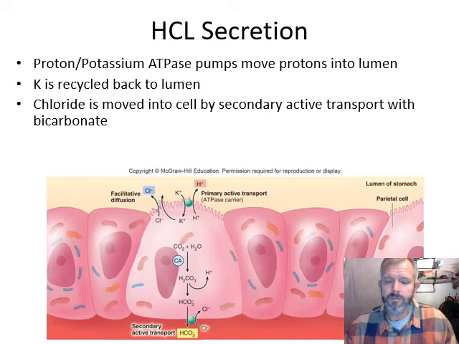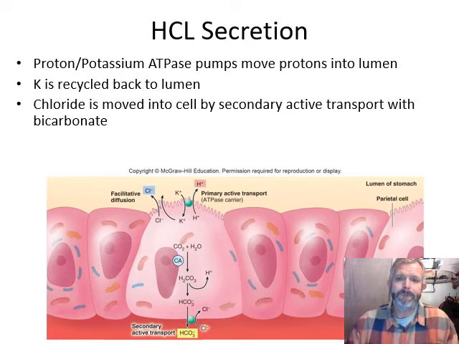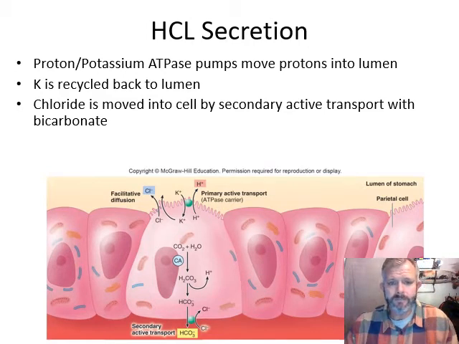So here we'll see the process of hydrochloric acid secretion. So what do we need for hydrochloric acid? We need a proton and we need chloride. All right. And we're going to see how this takes place. We'll see proton pumps actually produce the hydrochloric acid. They pump the proton out. Chloride moves out through facilitated diffusion.